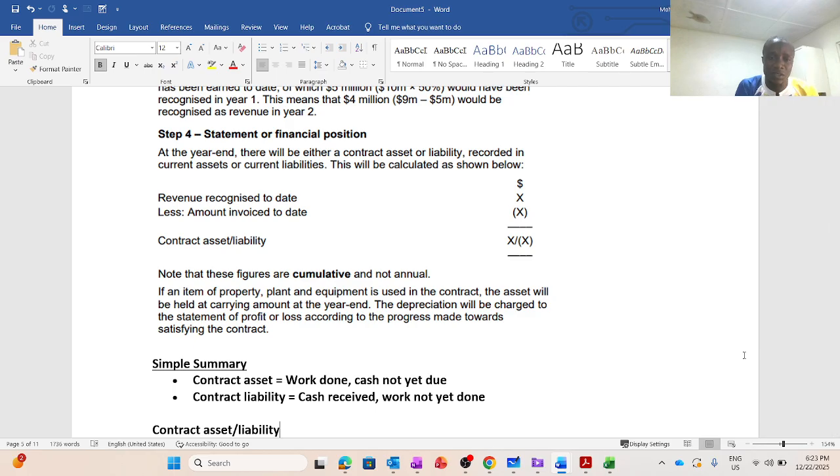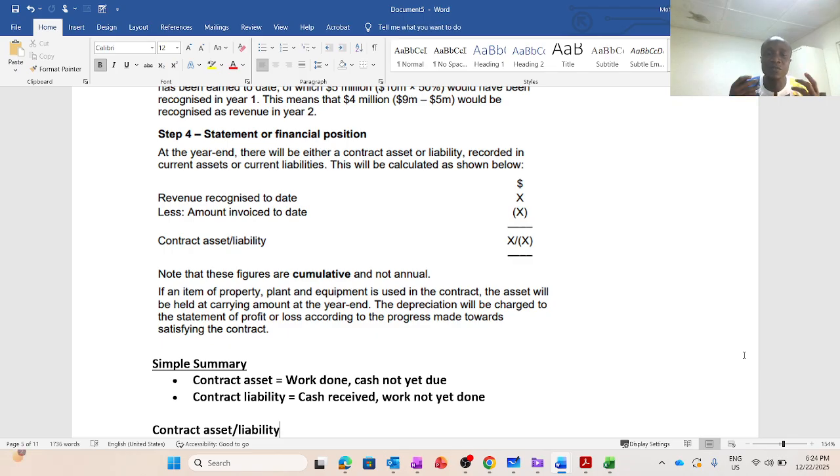For contract asset, work done, cash not yet received. For instance, we have completed 80% of the construction process. We have only received 5% or 10% cash. And based on the contract agreement, let's assume we are going to pay the full amount at the end, or let's say at 90% completion. That's what is stated in the contract agreement. So if we have completed 70%, it means we have not yet completed 100% of the contract agreement. So there is an asset to the construction company.